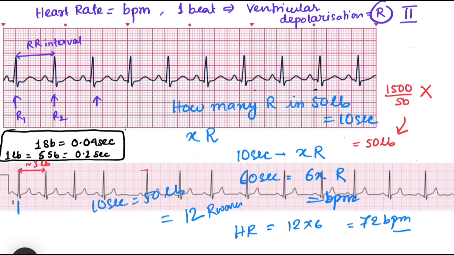So for regular rhythm, we have the 1500 by small boxes formula, but for irregular rhythm, we have the 10-second rule. So you have to remember the 10-second rule.